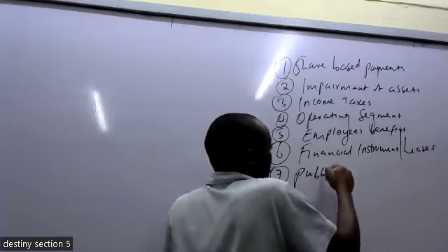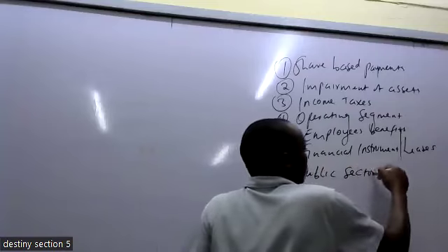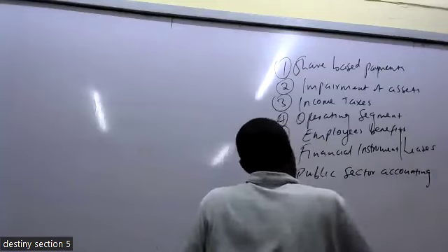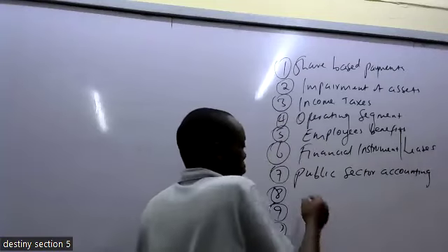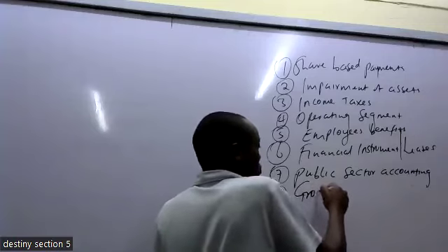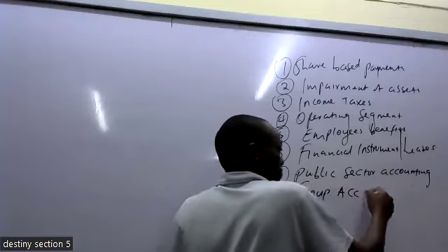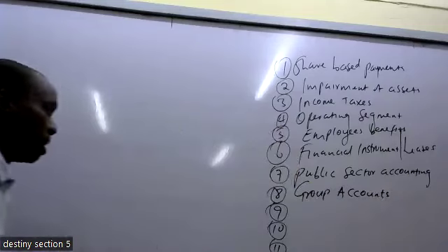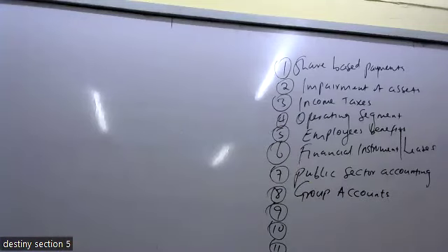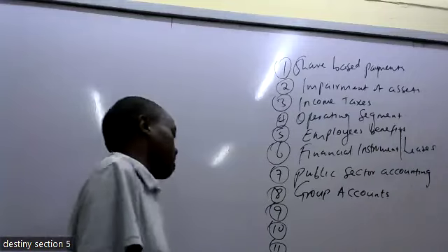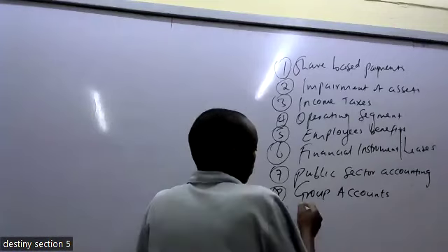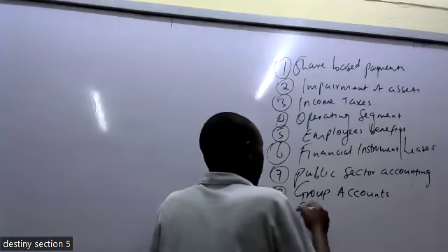Then we'll have public sector accounting. After public sector accounting, we'll go to group accounts. That is the major topic and the biggest topic as far as financial reporting is concerned. Then we'll go to earnings per share.